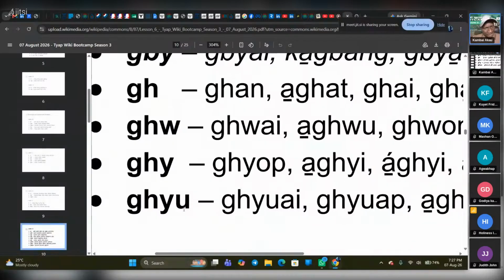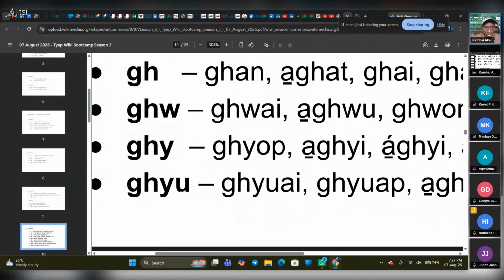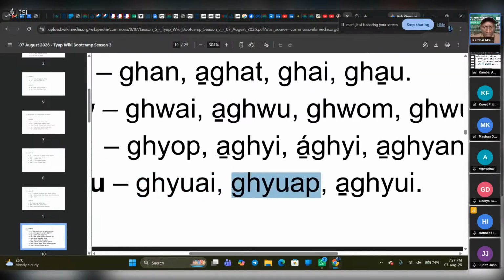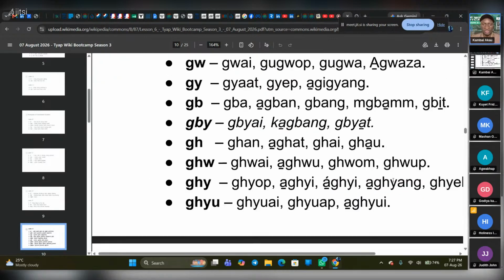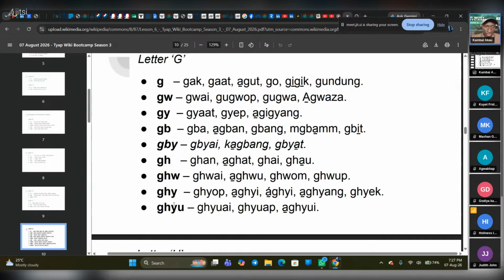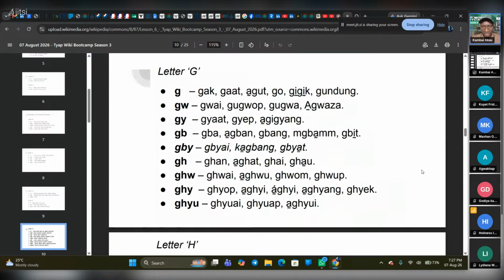Then we have the palate labial form of this ras sound. Under it, we have examples such as ui, uap, up, and yui. Okay, so this may not be in the entire ones. We may have GHYW, still U, but we didn't capture it in this very document.